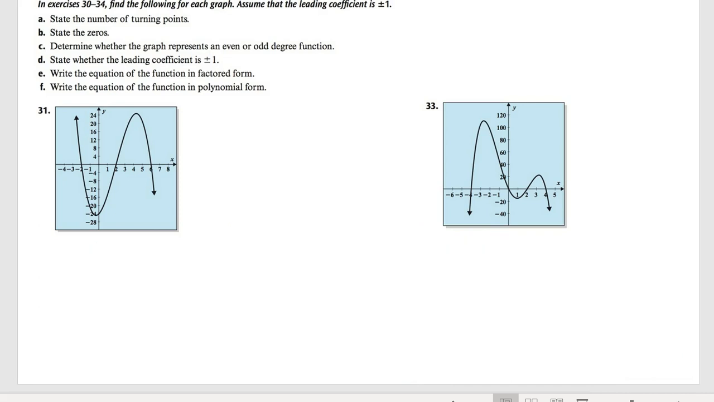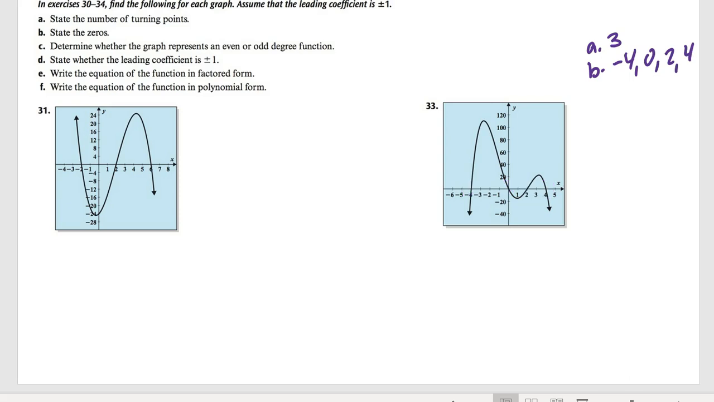Let's look at problem number 33. So A says the number of turning points. Well, we have one here, and one here. So we have 3 turning points. And then the zeros, well, that's where we're going to cross our x-axis. So I have one here, one here, one here, and one here. So I have 4 zeros. That looks like what? -4, 0, 2, and 4.